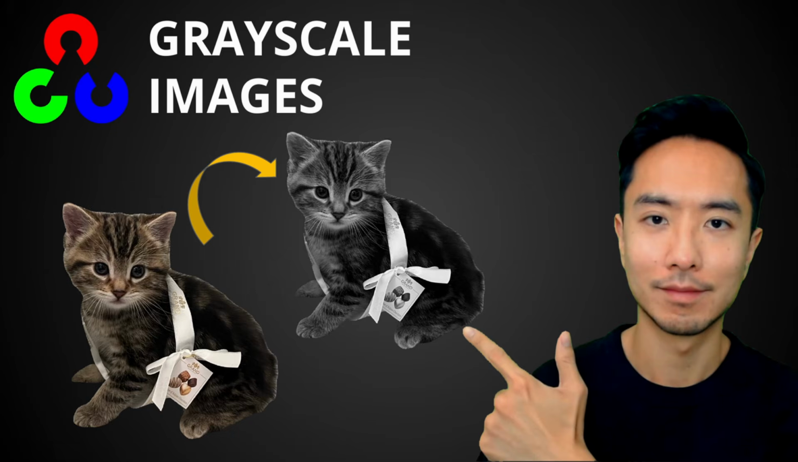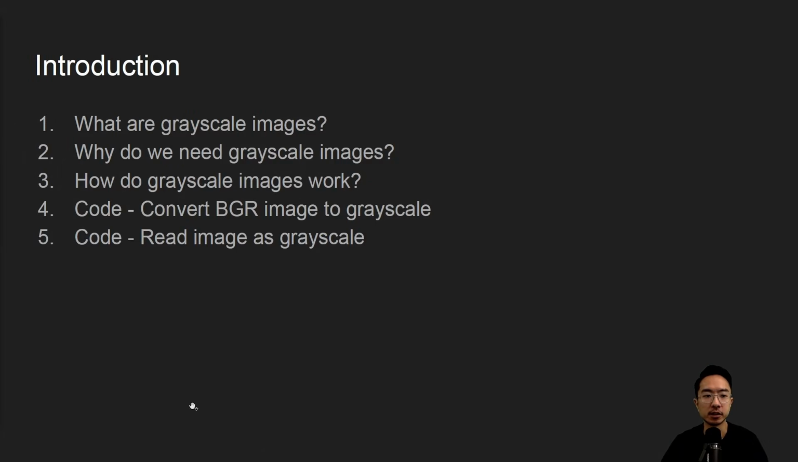All right, so in this video, we're going to talk about grayscale images. Start off by talking about what are grayscale images, why do we need grayscale images, how do grayscale images work, and then jump into some coding examples on how to convert a BGR image to grayscale, and then how to actually read an image as a grayscale directly.